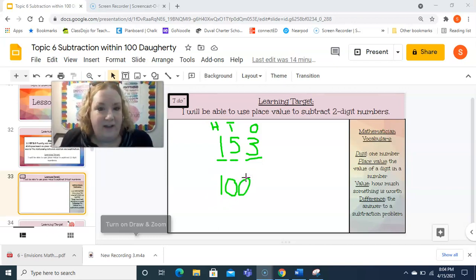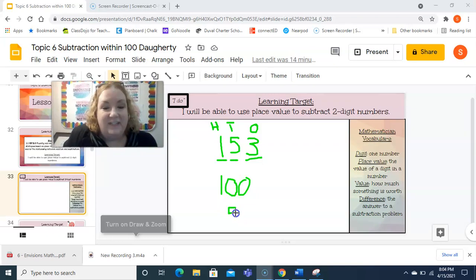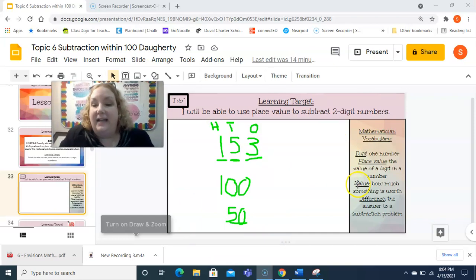So what would the value of the 5 be? Can anyone tell me the value of the 5 in the tens place? And I would allow another student to answer. Absolutely correct. Good job. Nice work. So 50 would be the value. Now the digit there is 5, but we know because it's in the tens place that it's worth 50. That is the place value of it.